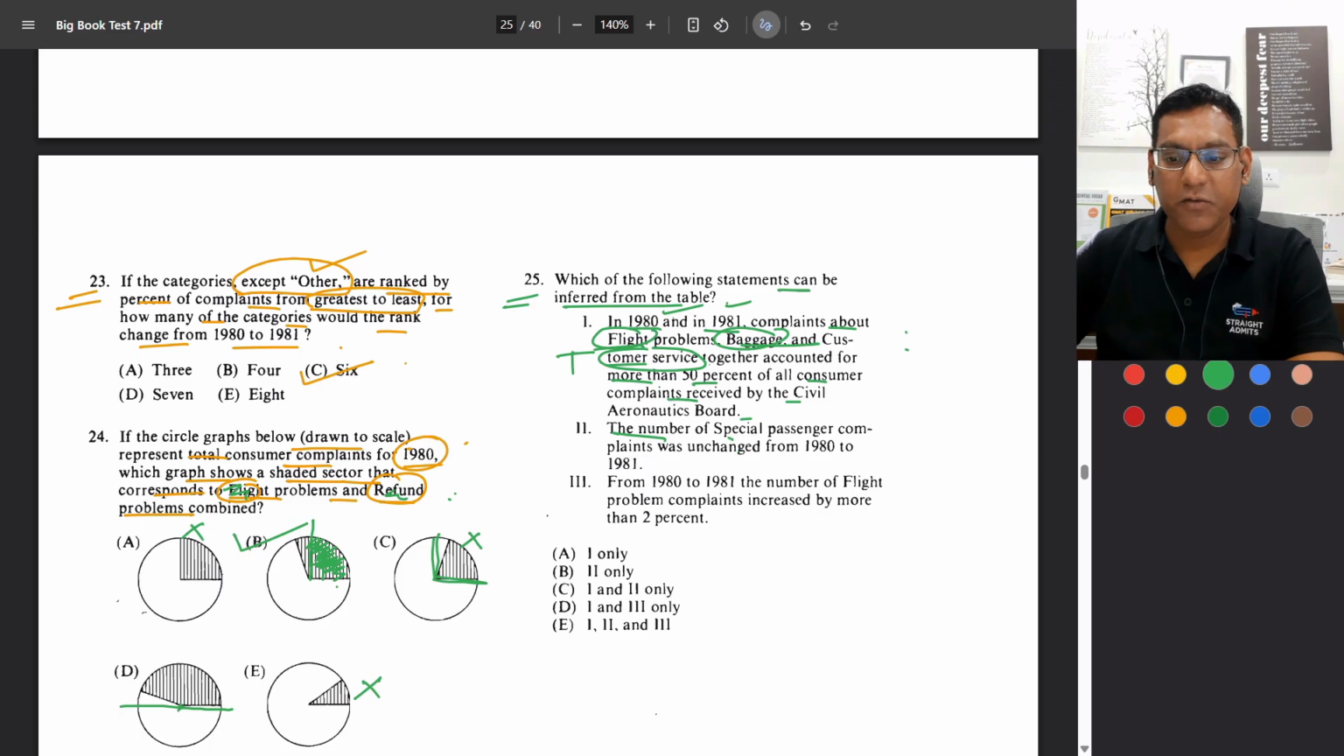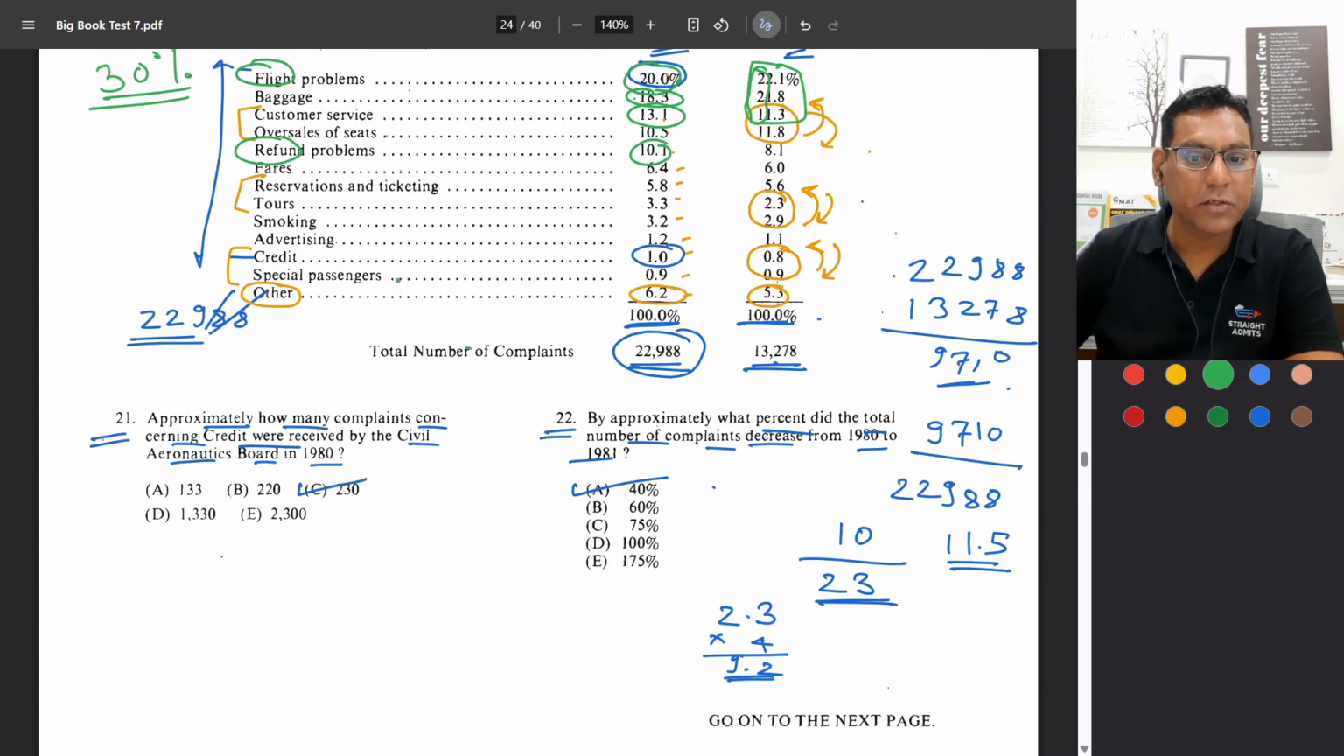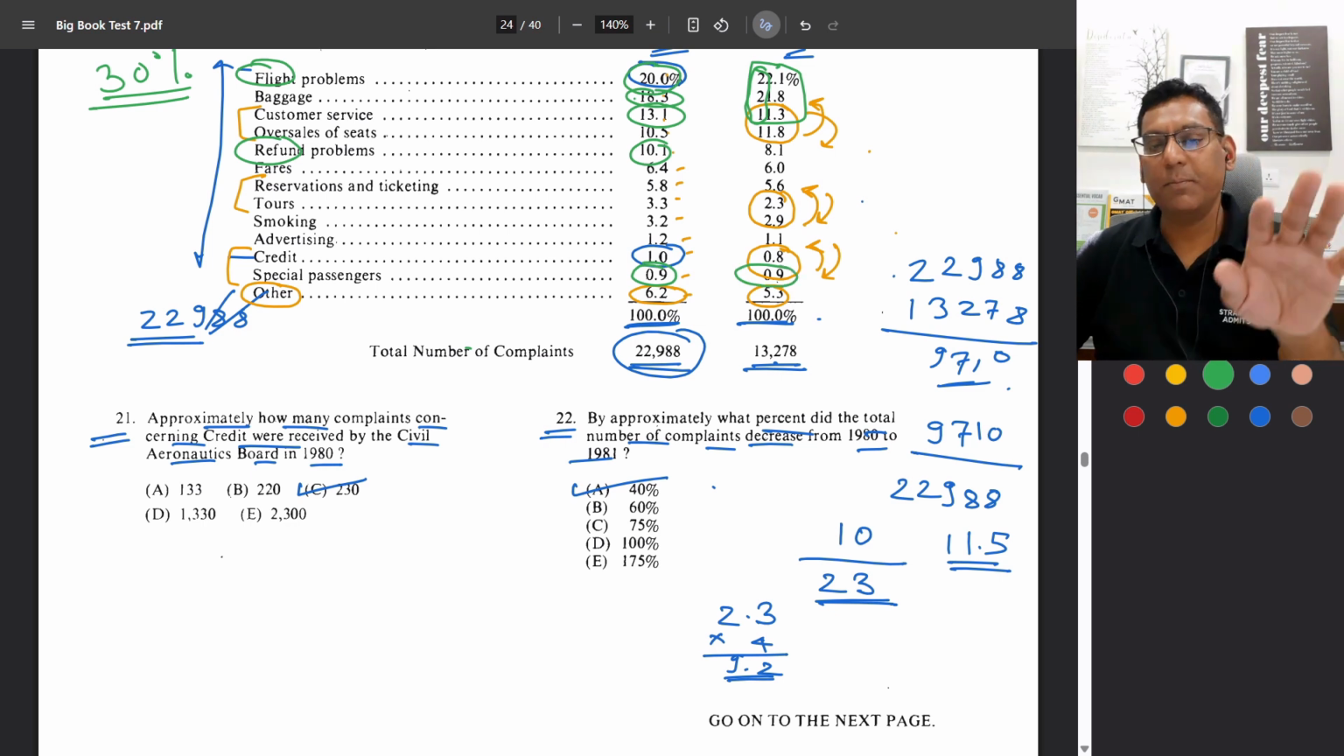Statement 2: the number of special passenger complaints was unchanged between the 2 years. Okay, special passenger, where is special passenger? Special passenger is 0.9% here, here also 0.9%, and this is where many people will make the mistake.